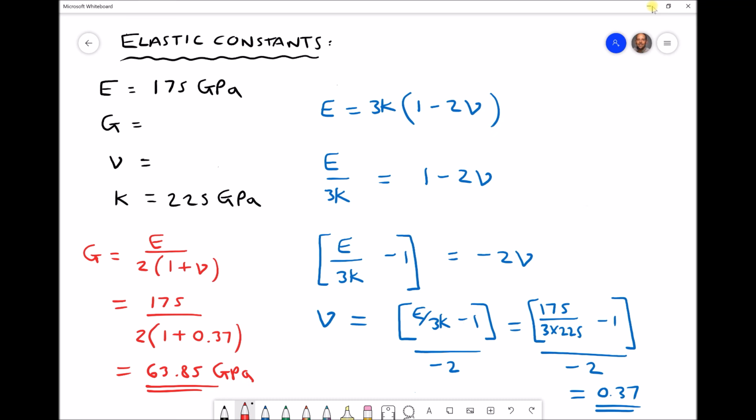So, for example, if we apply a tensile force in the x direction, then how does the material respond in the y and z directions?